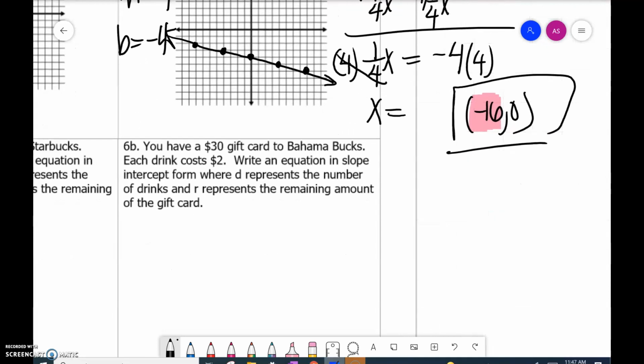6B, you have a $30 gift card to Bahama Bucks. Each drink costs $2. Write an equation in slope-intercept form where D represents the number of drinks and R represents the amount remaining on the gift card. Okay, so this $30, this represents our starting point. We also know that a starting point is our y-intercept.